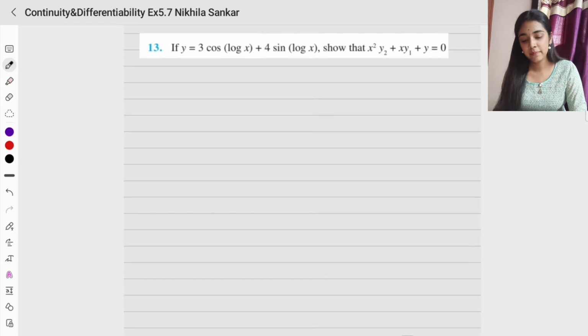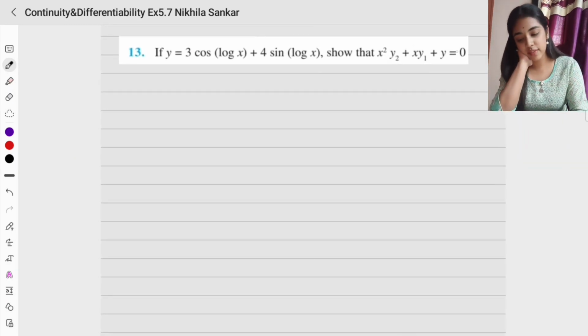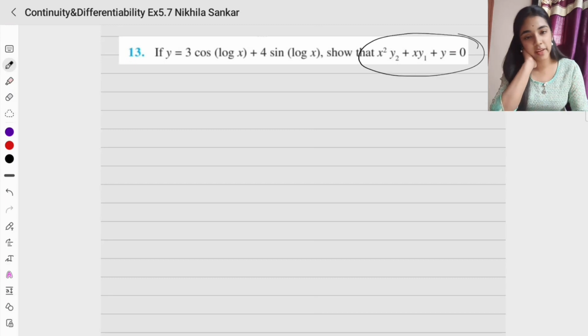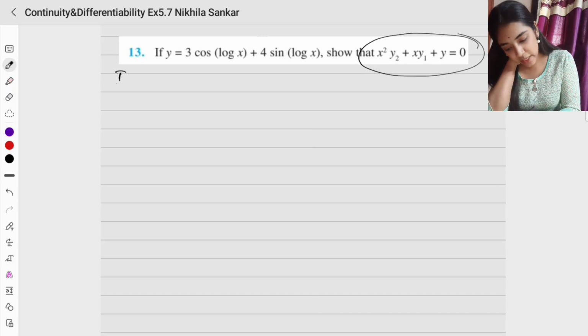Question number 13. Y equals some term. I need to prove what is given in the question. So, we have to prove this. Let me find my first order derivative and second order derivative first. Now y is given. What is my dy by dx?